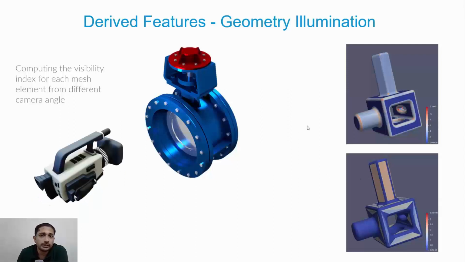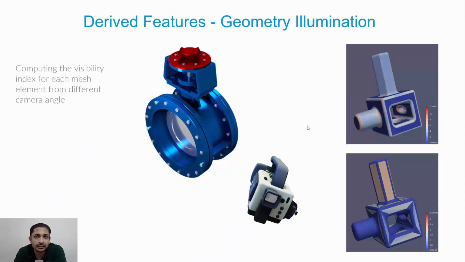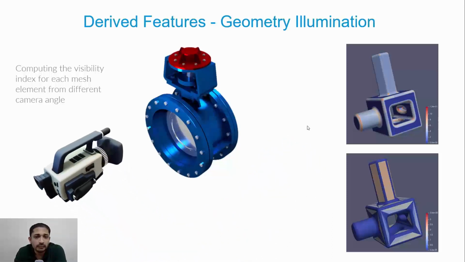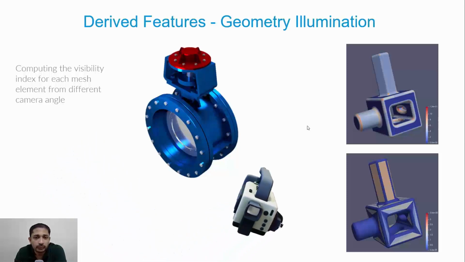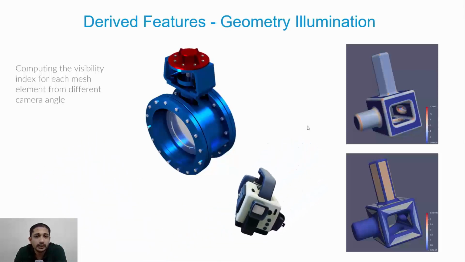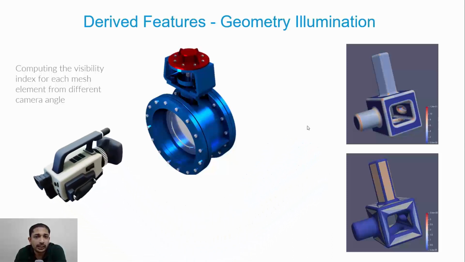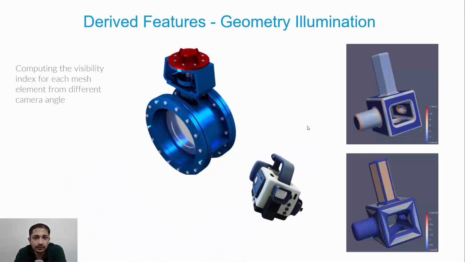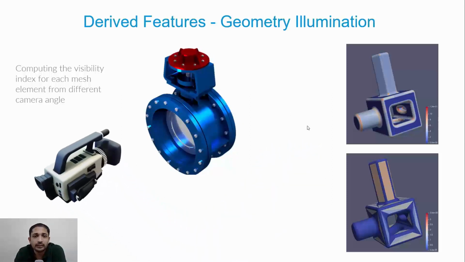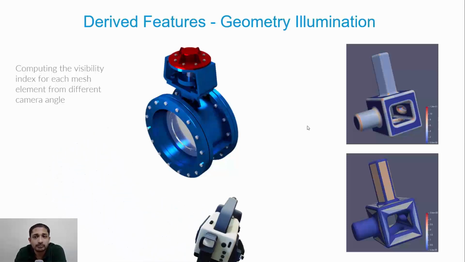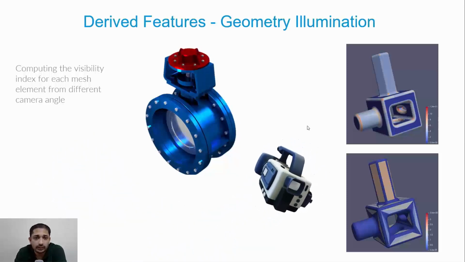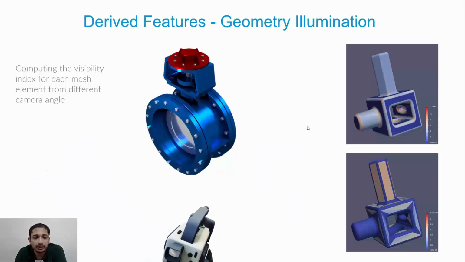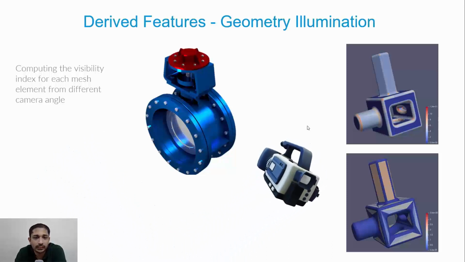Now we'll look at another feature, which we are naming geometry illumination. What we do here is we look at the geometry from a specific angle and imagine throwing light towards that geometry from that angle. When light is projected onto the geometry, the curvature and the shape of the triangulation, or the mesh data, or the geometrical shape will illuminate in a different way when we change the orientation of the light source.